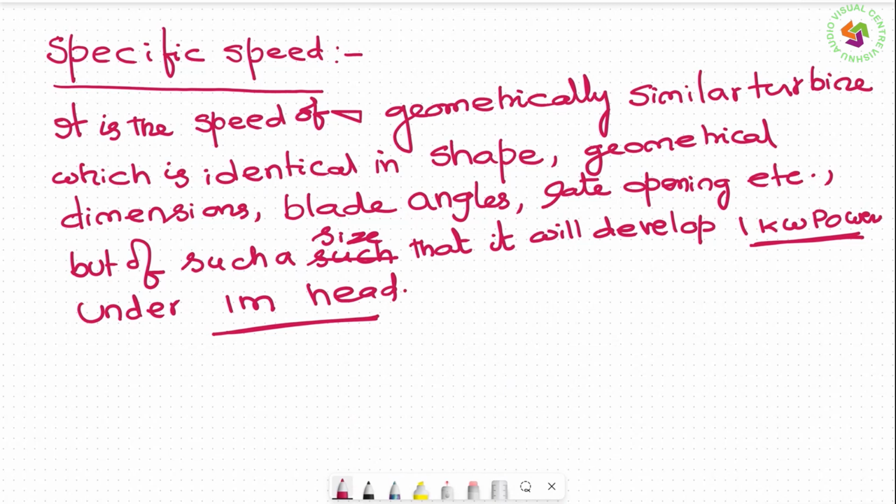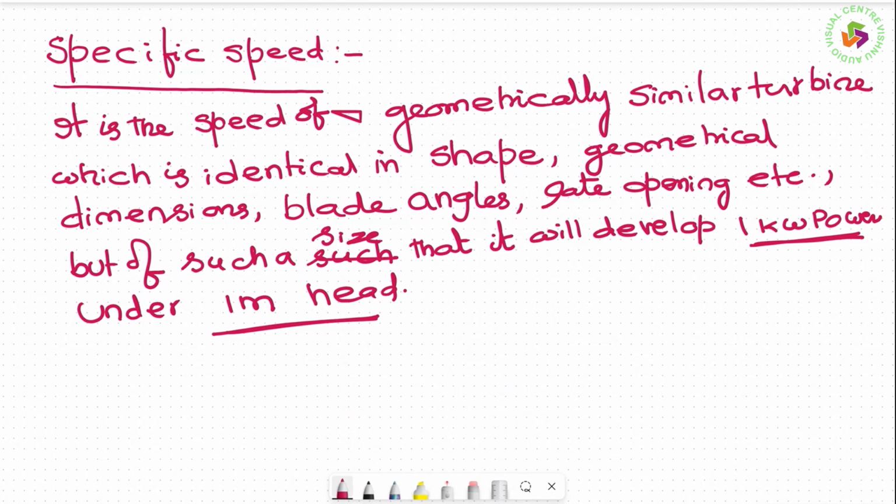It is the speed of a geometrically similar turbine. That means it is similar to the actual turbine. Similar to the actual turbine in what way? Number 1 is its shape. Number 2 is its geometrical dimensions. If you take the geometrical scale ratios, they should be the same. Number 3, the blade angles: whatever you maintain in the actual turbine, in this turbine also you should maintain the same. Whatever gate opening you maintain in the actual turbine, here also you should maintain the same.